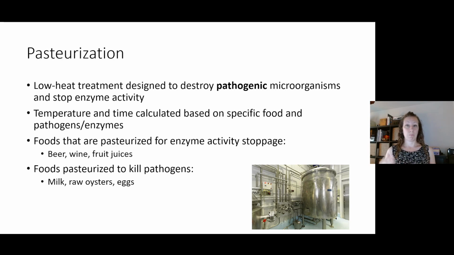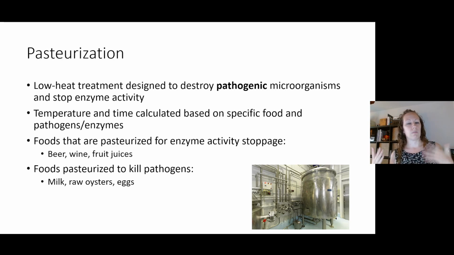Some foods may need a higher pasteurization temperature than others, and we'll get to why that is in a minute. So foods that are pasteurized specifically for controlling enzyme activity would be beer, wine, and fruit juices. With beer and wine, you don't want to keep fermenting once you've reached the end point, and so you want to stop the enzymes in the yeast that control that fermentation process, okay?